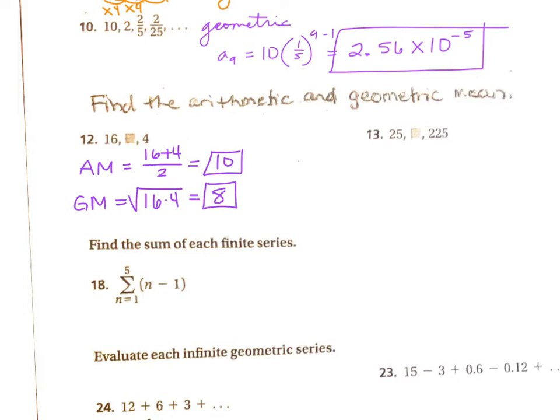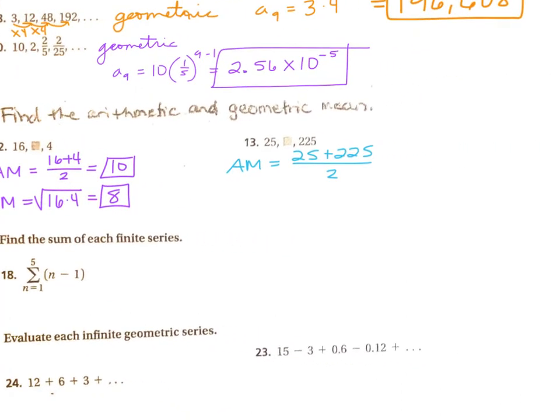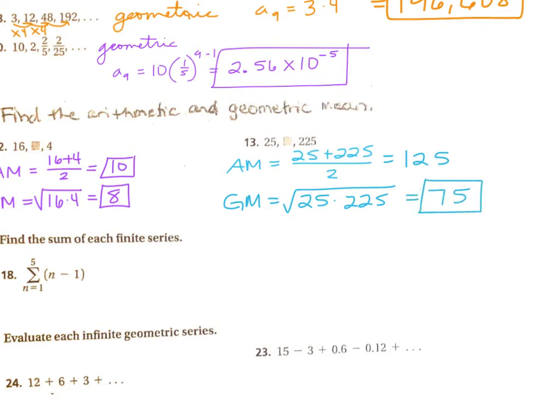If you come over to this one, the arithmetic mean, again, we're finding the average, so 25 plus 225, and then divide by 2. When you do that, you get 125. The geometric mean, again, we're multiplying them together, so 25 times 225, and then taking the square root of that. So that's going to come out to, if you plug that into your calculator, 75.